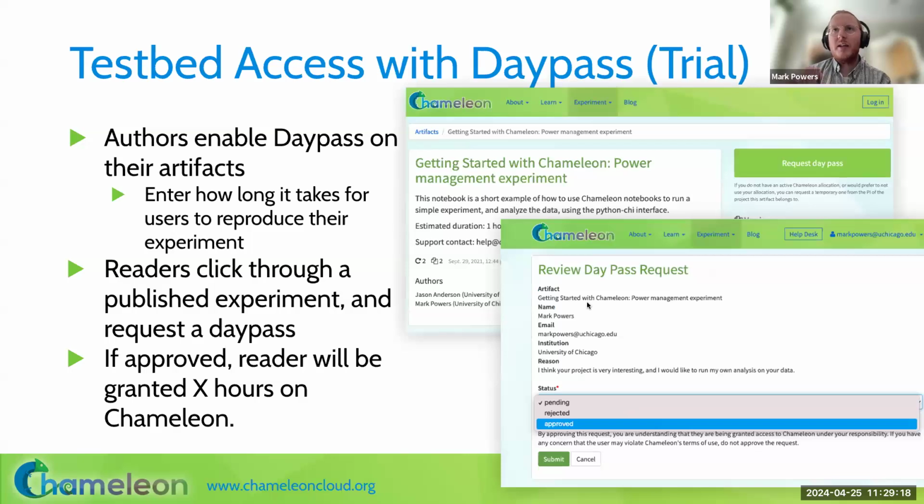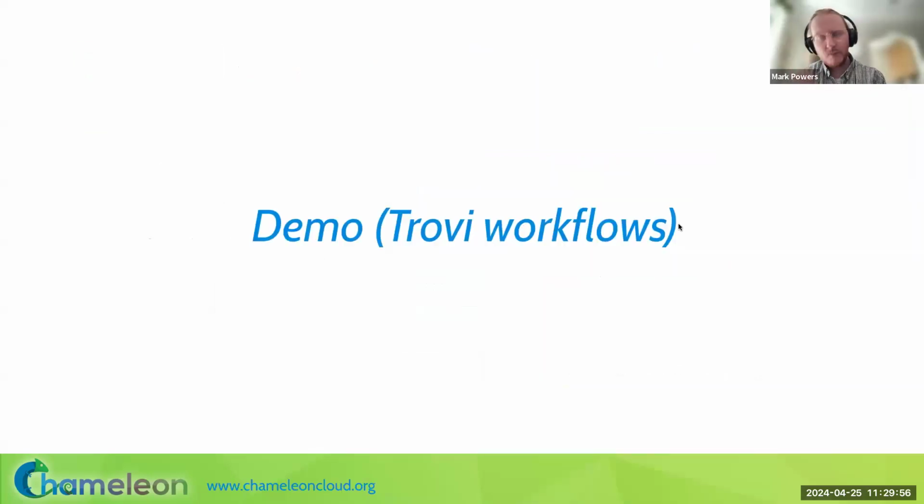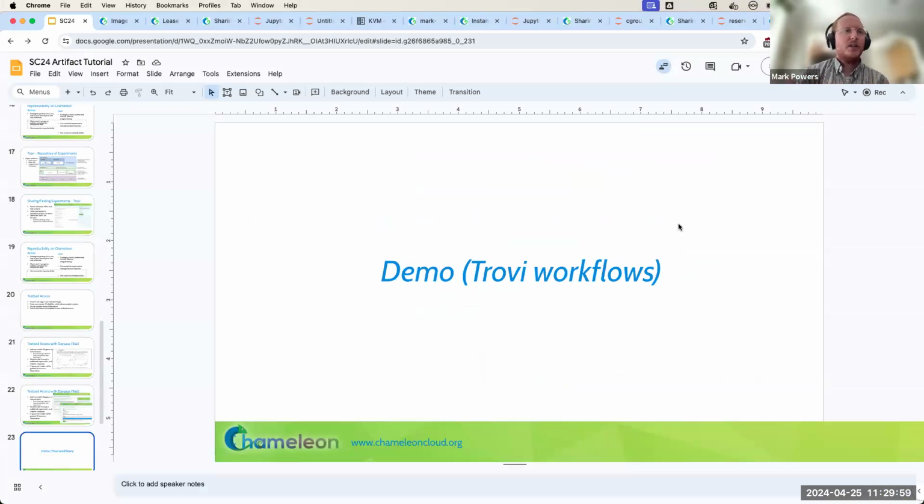So they can click some link. It takes them to your artifact, and there'll be this big button, request day pass. And they do that, fill out a form. It gets sent to you, and then you can say, yes, this person is allowed, can use Chameleon for 2 hours in order to run my bare metal experiment here. And that reduces the barrier to getting the same resources that you used when you ran your experiment. So putting everyone in the same environment. So that's kind of at a glance what these different tools are.